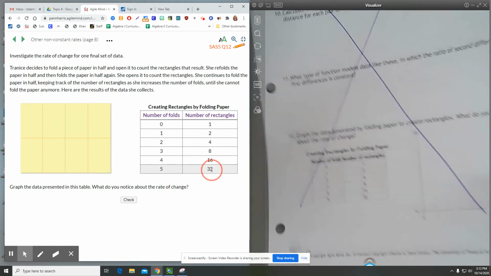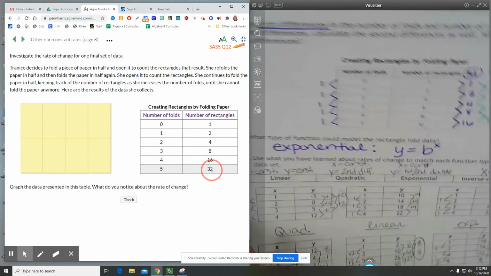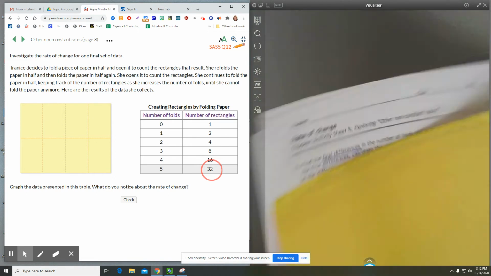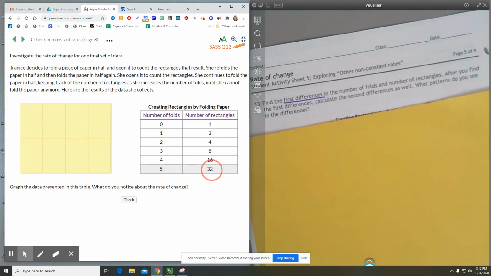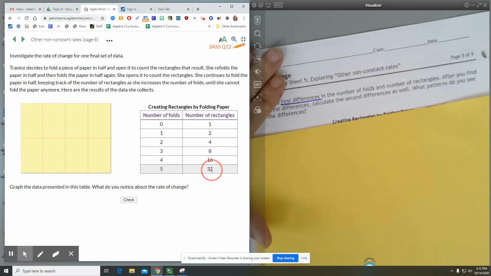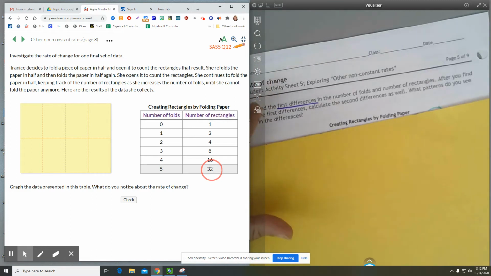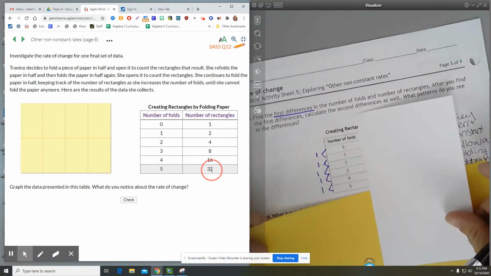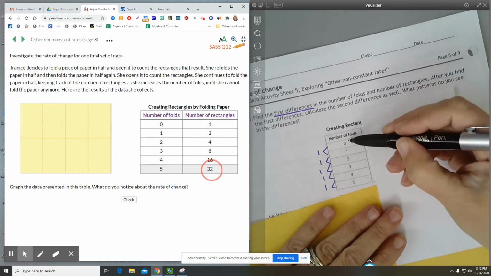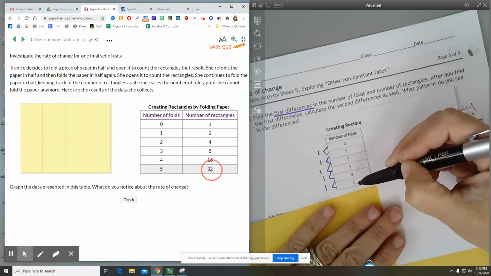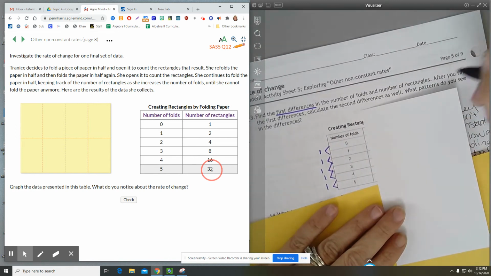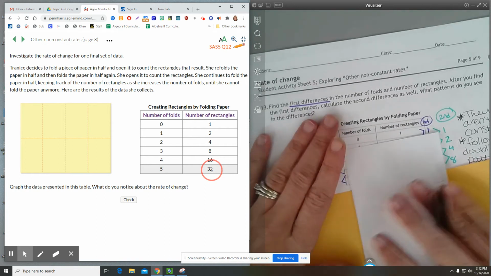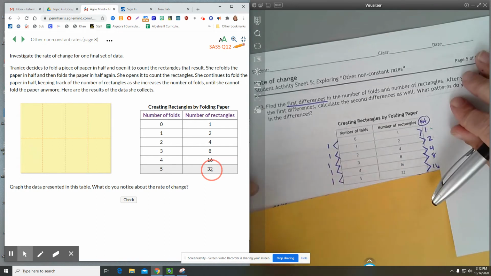So with this, let's look at question number 13. Using that table of our rectangles, we're going to find the first differences of the number of folds. Here from 0 to 1, 1 to 2, 2 to 3, 3 to 4, 4 to 5, it's all increasing by 1.